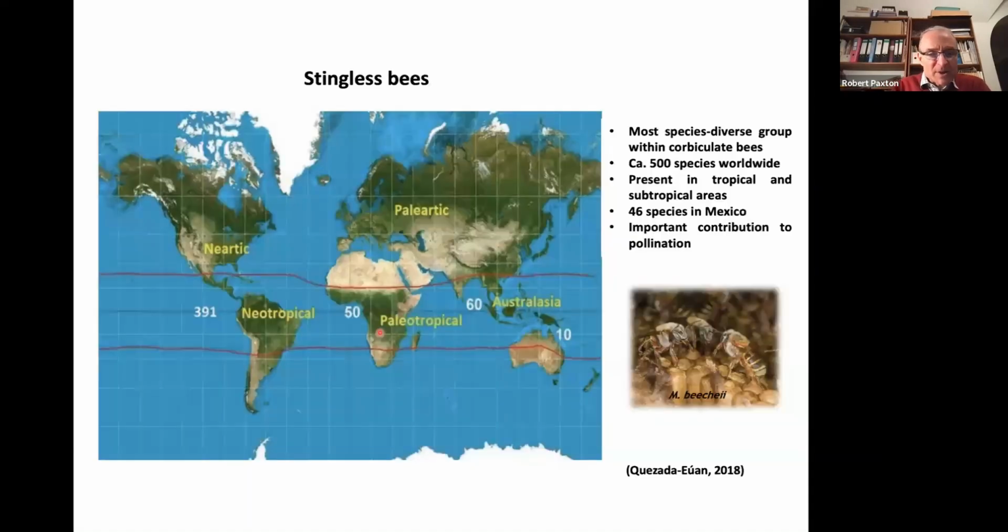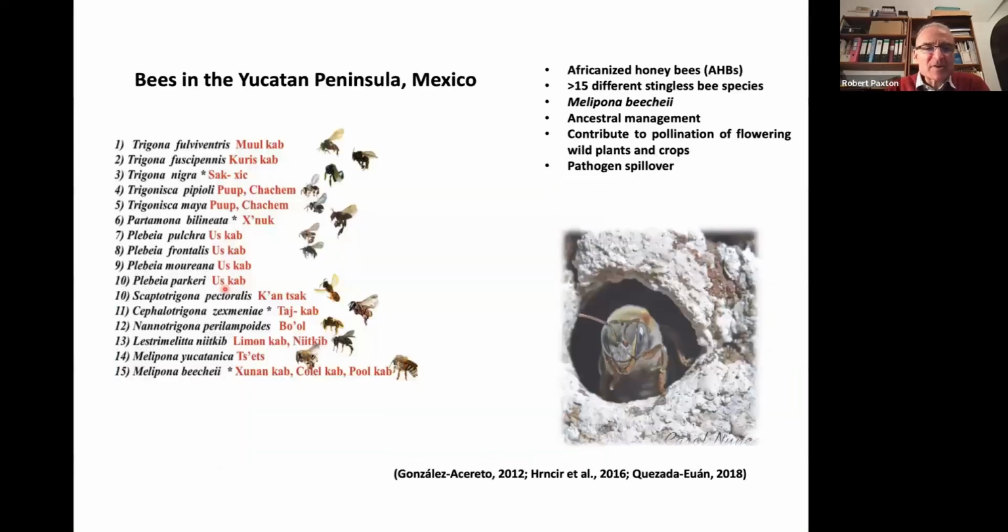The Yucatan Peninsula here in Mexico has a number of stingless bee species that are native to the region. One of them in particular, Melipona beecheii, is a particularly important species culturally and economically. Here are the numbers of species of stingless bee in the tropics that you see in these different tropical regions. Latin America is quite rich in stingless bee species, which are somewhat closely related to honeybees. In the Yucatan Peninsula itself, there are over 15 species of stingless bee, including this Melipona beecheii.